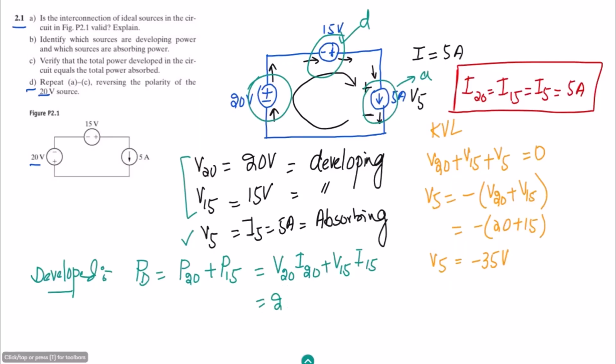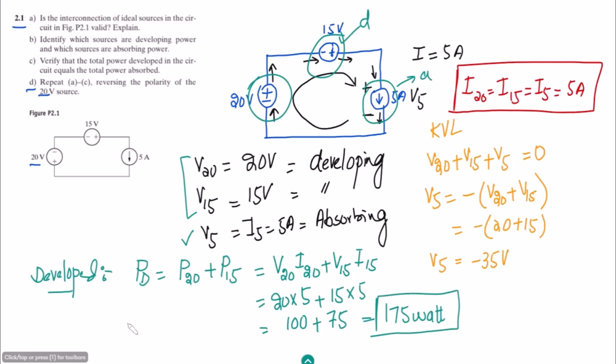This is 20 multiplied by 5 plus 15 multiplied by 5, so it would be 100 plus 75, which is 175 watts. This is the power developed.